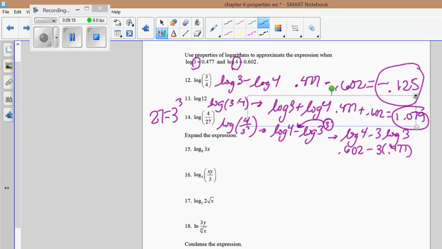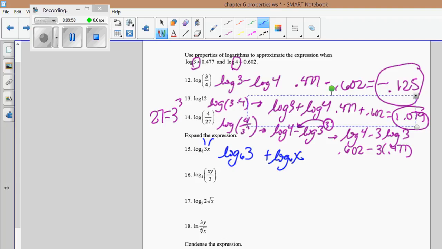Okay, expanding. Expanding is when you start with one log and you end with a bunch of logs. So I would count. There's a 3 here and an x here. There's a 3 and an x. That's 2 things. So how many logs am I going to have? 2. So they are going to be separated with an addition because addition is multiplication. So I separate them: log base 6 of 3 plus log base 6 of x. Done, just like that. Now that's the way I think about it and do it in my head. If you're doing it in your head a different way, go for it. That's fine with me. You know that.